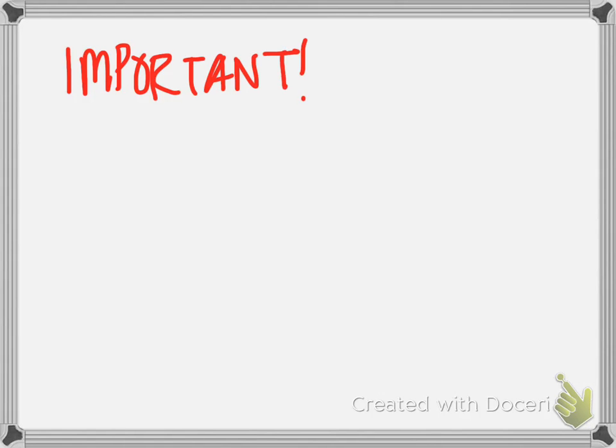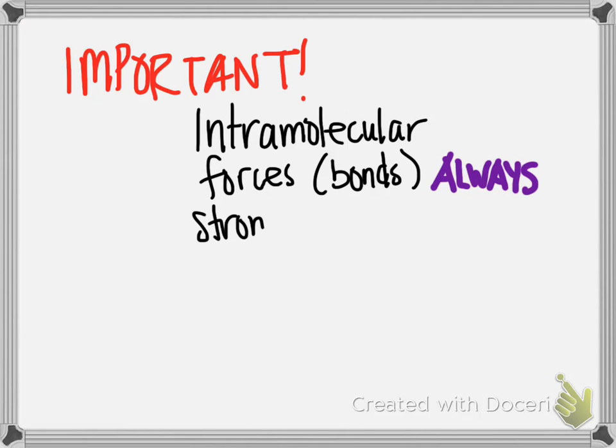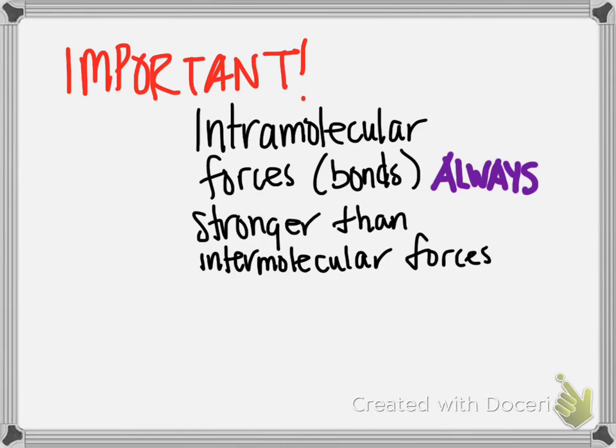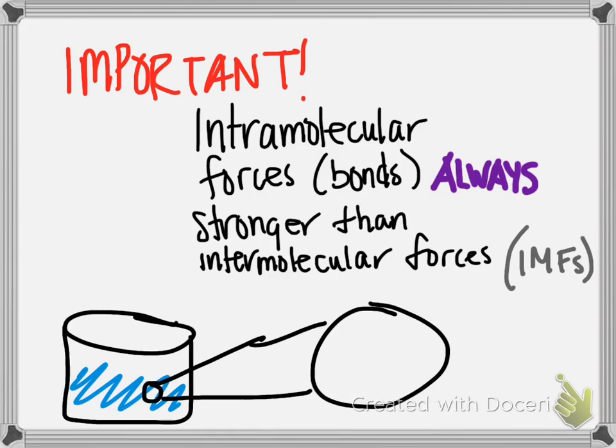Here is something very important. You'll want to write this down somewhere in that intramolecular forces box or even right under the two boxes. Intramolecular forces, or bonds, are always stronger than intermolecular forces. So the bonds that hold one molecule together are stronger than the forces that hold multiple molecules together. You may want to write next to intermolecular forces that we write those as IMFs. It's just a lot shorter than writing intermolecular forces each time.